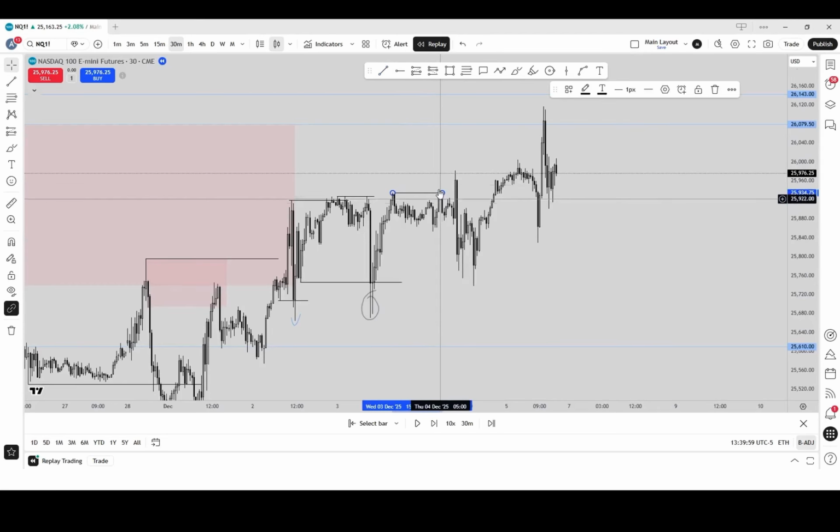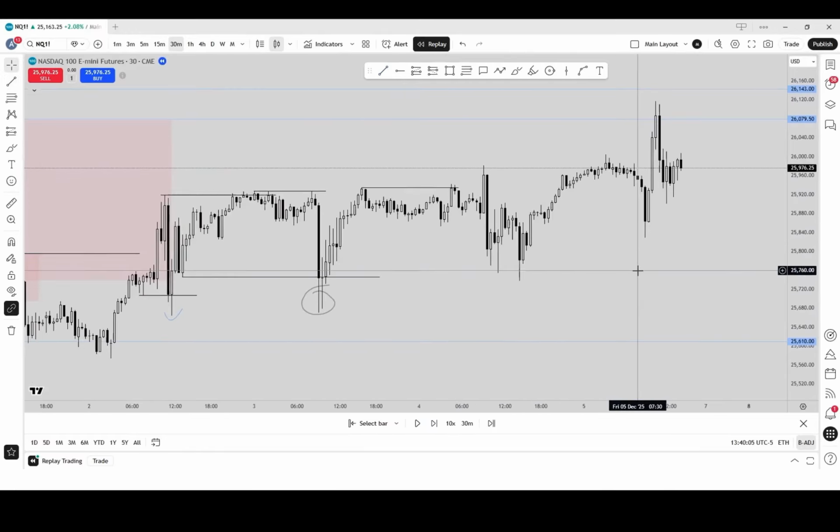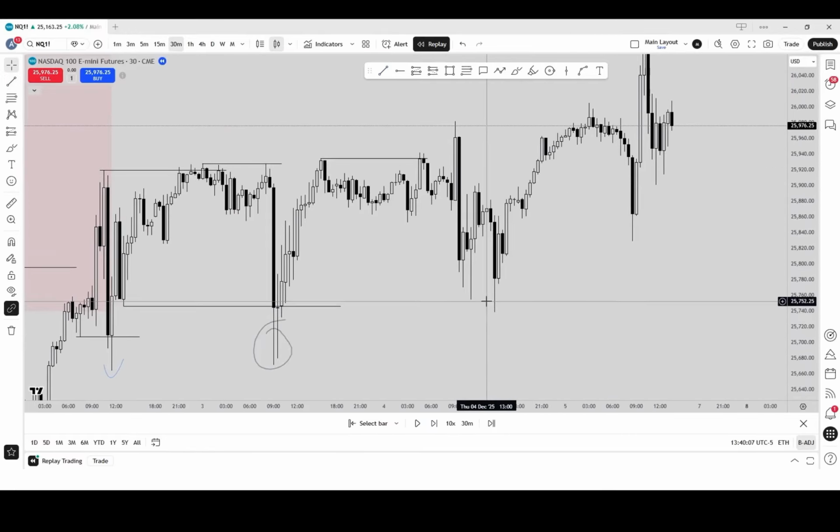We induce. We build liquidity. We come for... Even look at this. I don't know if you guys see it, but we come, respect something to the left, move away, we induce, trap.